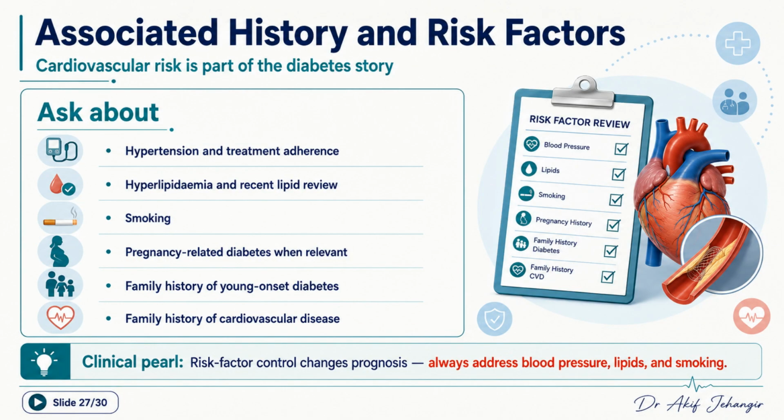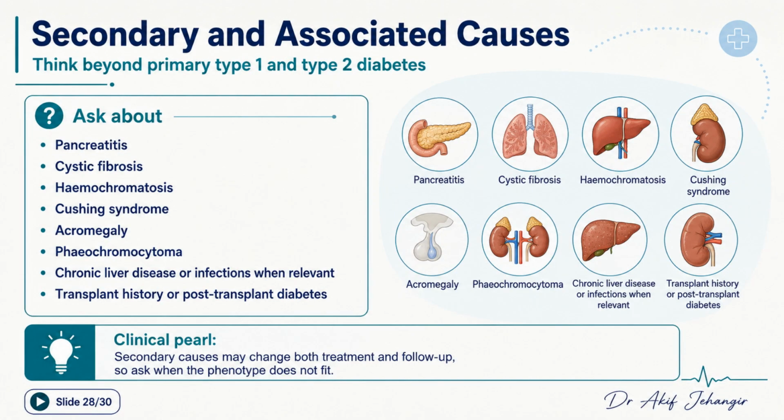Then step back and assess risk factors. Ask about hypertension, treatment adherence, hyperlipidemia, recent lipid review, and smoking. In women, ask about pregnancy-related diabetes where relevant. Also ask about young-onset diabetes in the family and family history of cardiovascular disease. Risk factor control changes prognosis. Now consider secondary or associated causes, especially when the phenotype does not fit. Ask about pancreatitis, cystic fibrosis, hemochromatosis, Cushing's syndrome, acromegaly, pheochromocytoma, chronic liver disease, infections if relevant, and transplant history.